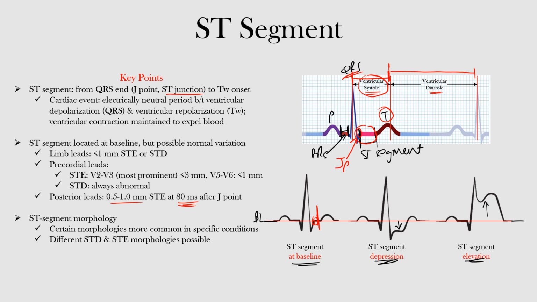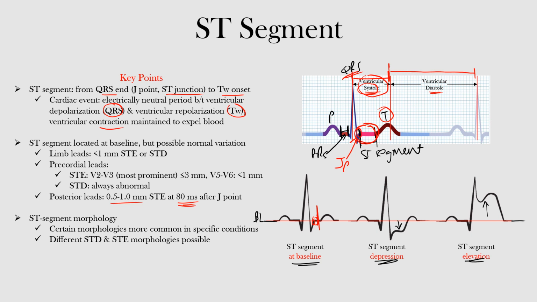All right, let's briefly review what we discussed before we end. So the ST segment is from the end of the QRS complex to the T wave onset. We said this area here in pink. Remember that this is an electrically neutral period between ventricular depolarization, the QRS complex, and ventricular repolarization, the T wave. Remember, the ventricles are in systole, so they are contracting and expelling blood out to the body.